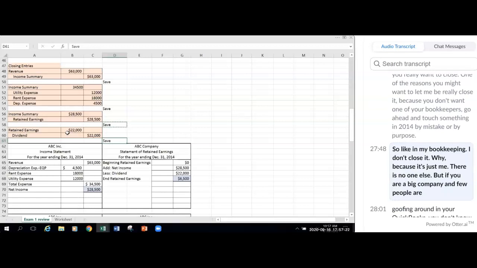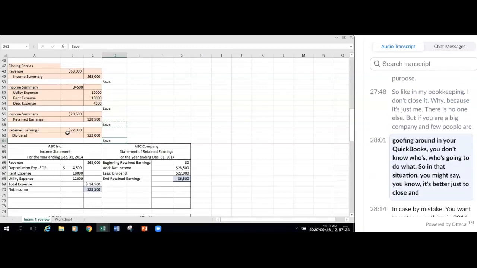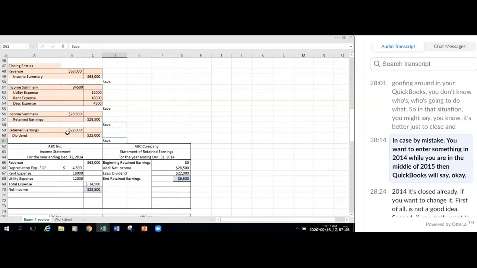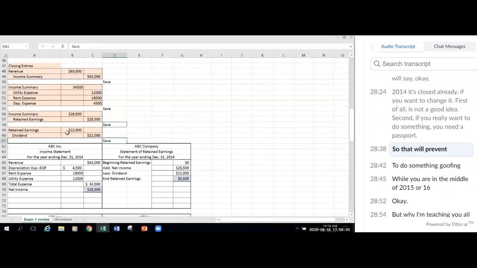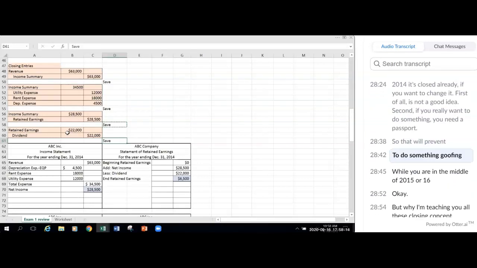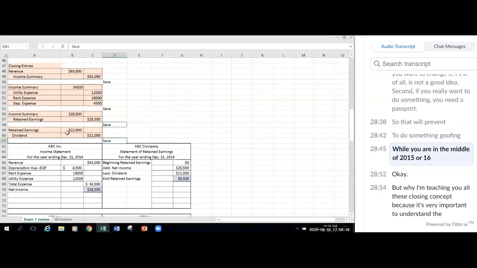So in my bookkeeping, I don't close it. Why? Because it's just me. There is no one else. But if you are a big company and few people are goofing around in your QuickBooks, you don't know who's going to do what. So in that situation, you might say it's better just to close. And in case by mistake you want to enter something in 2014 while you are in the middle of 2015, QuickBooks will say, okay, 2014 is closed already. If you want to change it, first of all, it's not a good idea. Second, if you really want to do something, you need a password. So that will prevent you from doing something goofy in 2014 while you are in the middle of 2015 or 16.